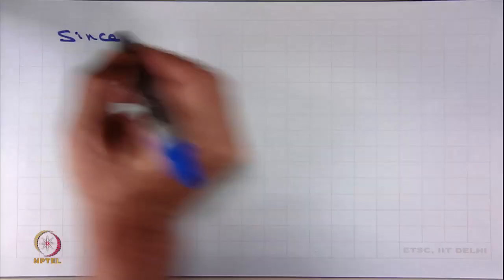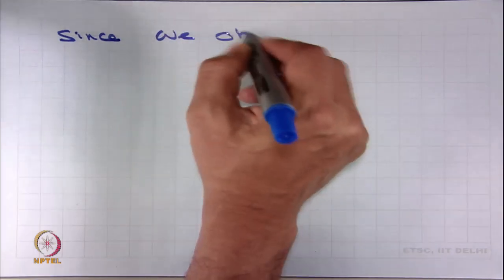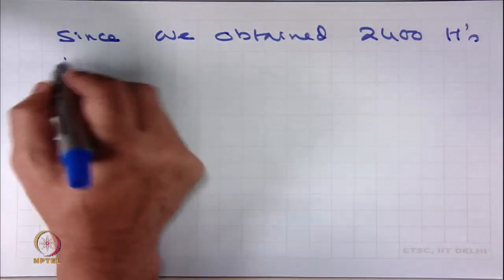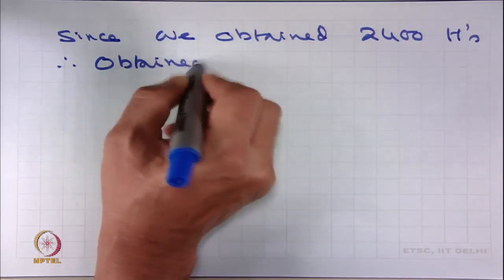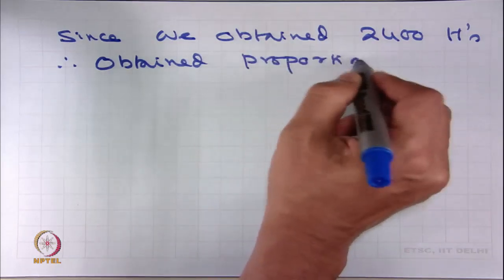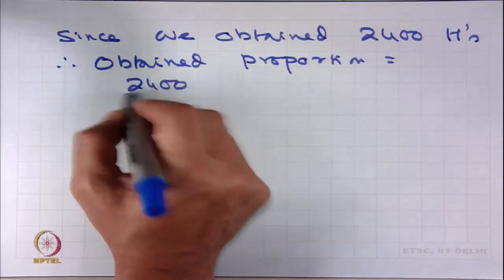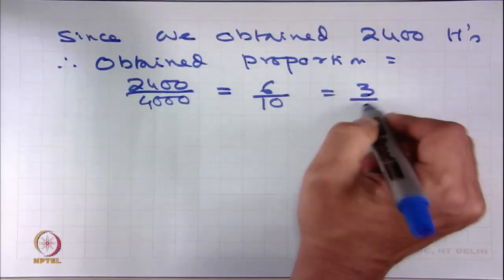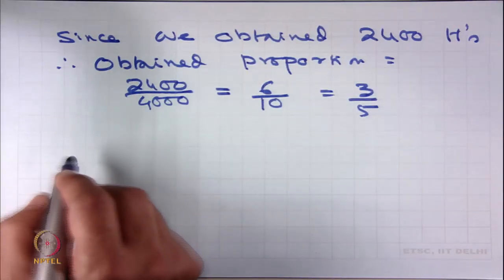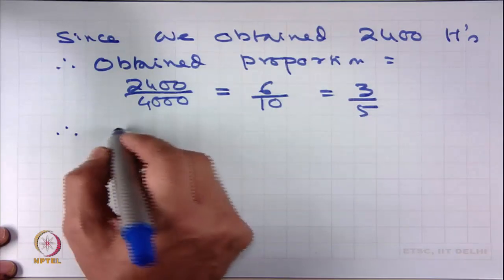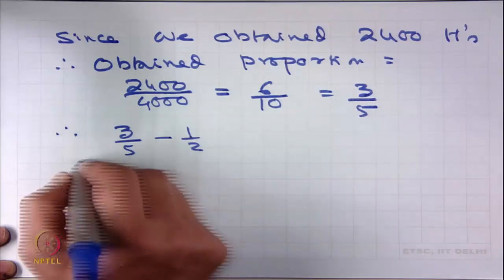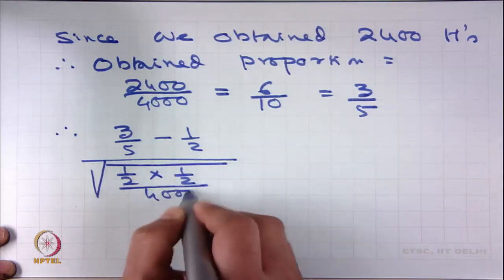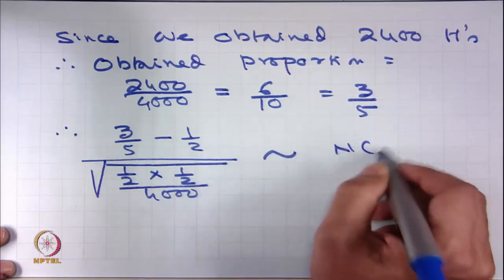Since we obtained 2400 heads, the obtained proportion is equal to 2400 divided by 4,000, which is equal to 6 upon 10, which is equal to 3 upon 5. Therefore, (3 upon 5 minus half) divided by root over half into half upon 4000 can be assumed to be normal 0,1.